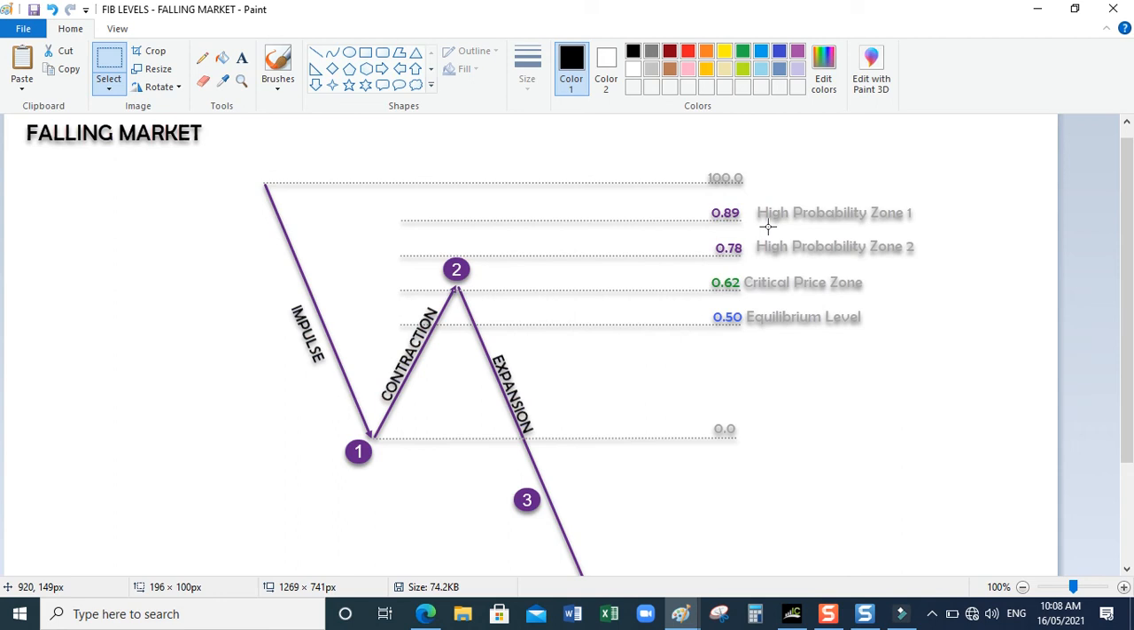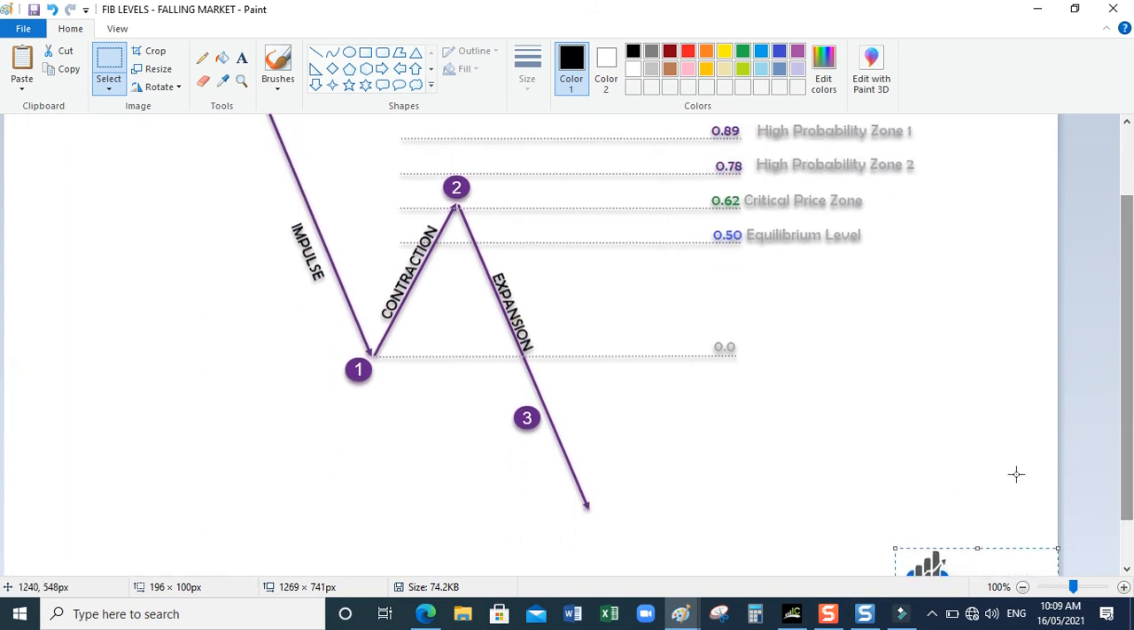I bet you price does not go to all these levels most times, but 50 is most constant, and 62 is most constant. But if price could go to this place and retrace down, that means it's going to breach your break-even point downward so much.